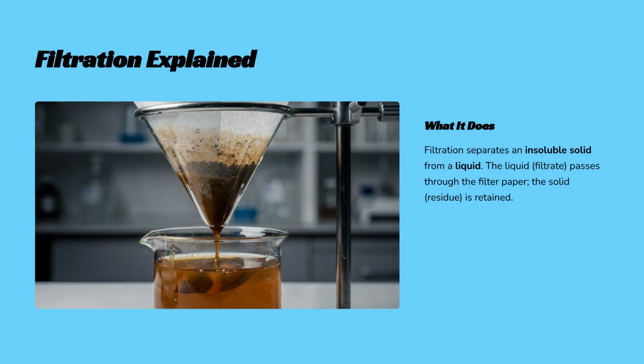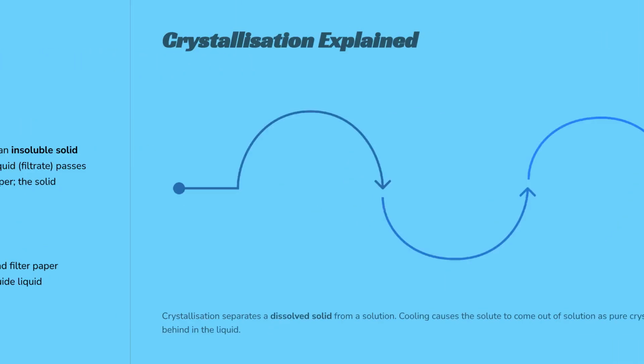Filtration separates an insoluble solid, the residue, from a liquid, the filtrate. This uses a conical flask, a filter funnel, and filter paper, with a glass rod to safely guide the liquid.